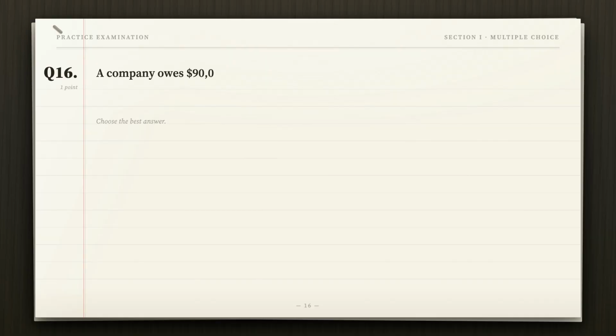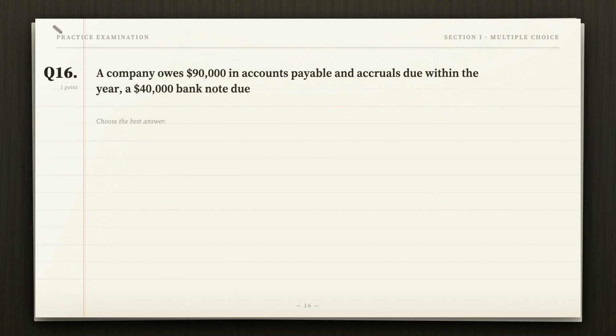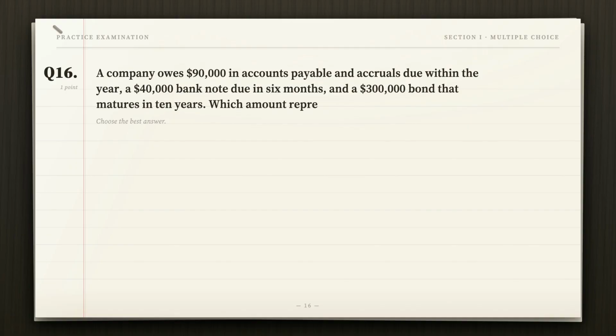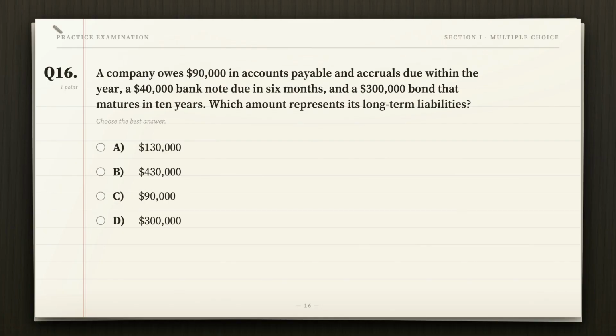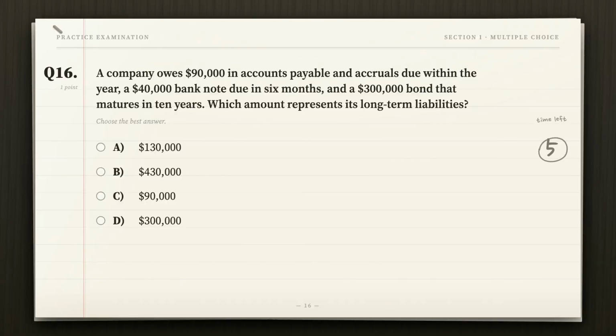Question 16. A company owes $90,000 in accounts payable and accruals due within the year, a $40,000 banknote due in 6 months, and a $300,000 bond that matures in 10 years. Which amount represents its long-term liabilities? Your options are A. $130,000, B. $430,000, C. $90,000, D. $300,000. Got a guess? Lock it in.